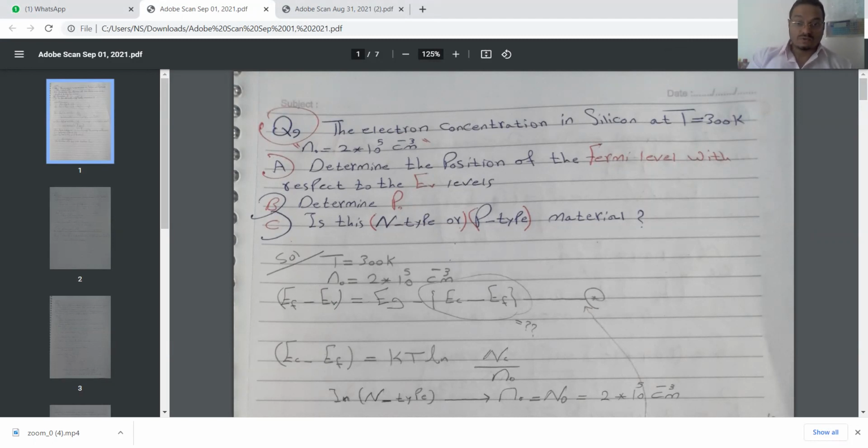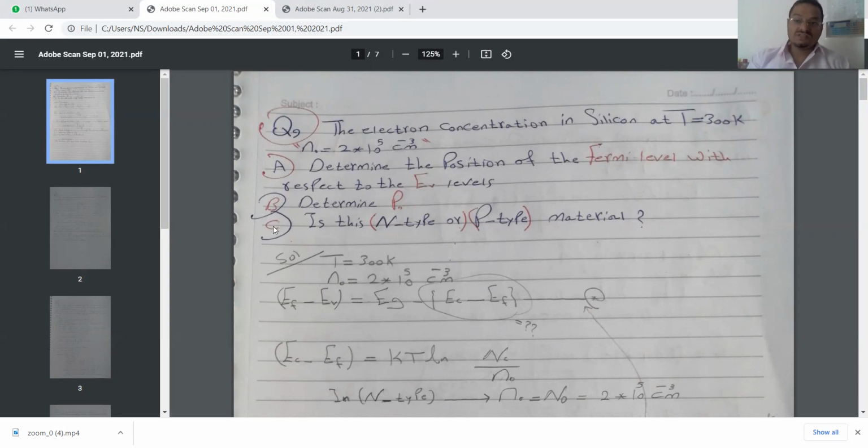Let's go to solve this question. Here we're dealing with silicon at room temperature. N naught, that means the concentration of electrons at the conduction band, equals 2 × 10^5. Requirement A: determine the position of the Fermi level with respect to the valence energy level. Determine P naught, and the last requirement asks us: is this N-type or P-type material?